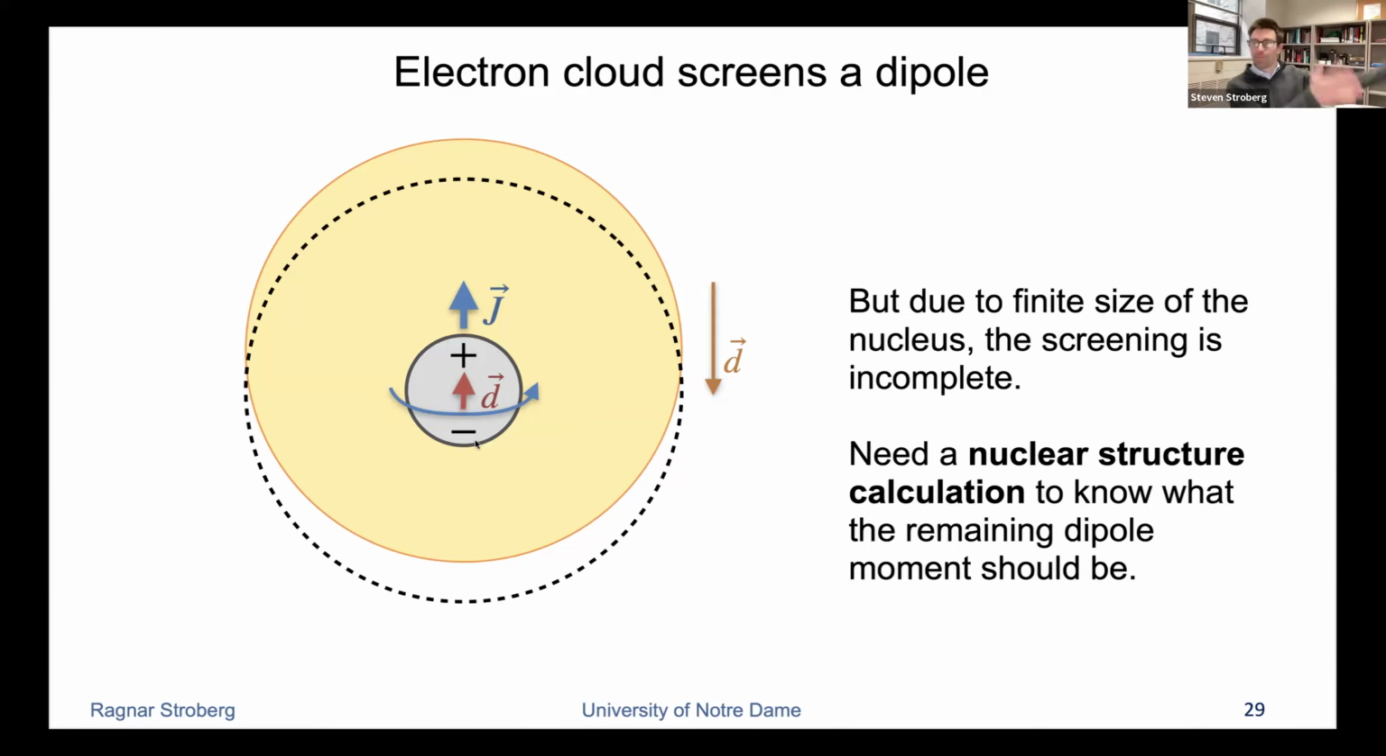And so if you have some model of beyond the standard model physics that would generate a permanent dipole moment, then you need to do a nuclear structure calculation to see how that would actually manifest in an atom. And then that's the thing that you can compare with these very precise measurements. So now you need to be able to do a nuclear structure calculation with precision and be able to produce an error bar.